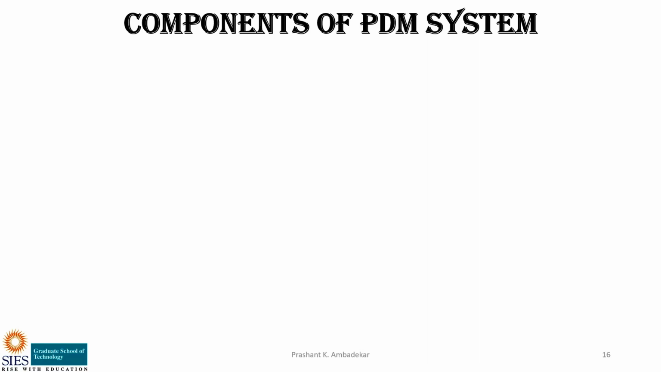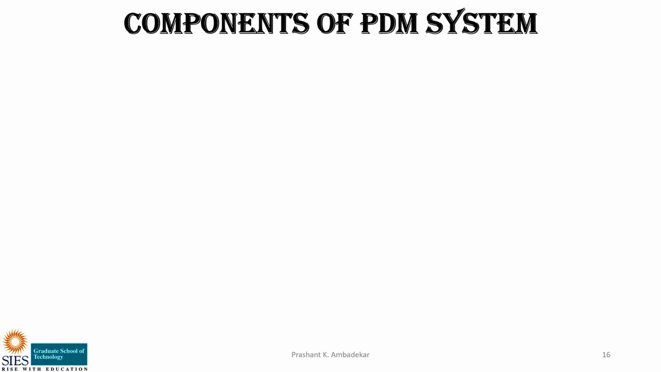Now the next topic is components of PDM system. Product data management, or PDM systems, are one of the most important components of a PLM solution, product lifecycle management solution. They are systems to manage product data and product workflow. So PDM system is essential in order to implement PLM system. Let us see what are the components in PDM system.